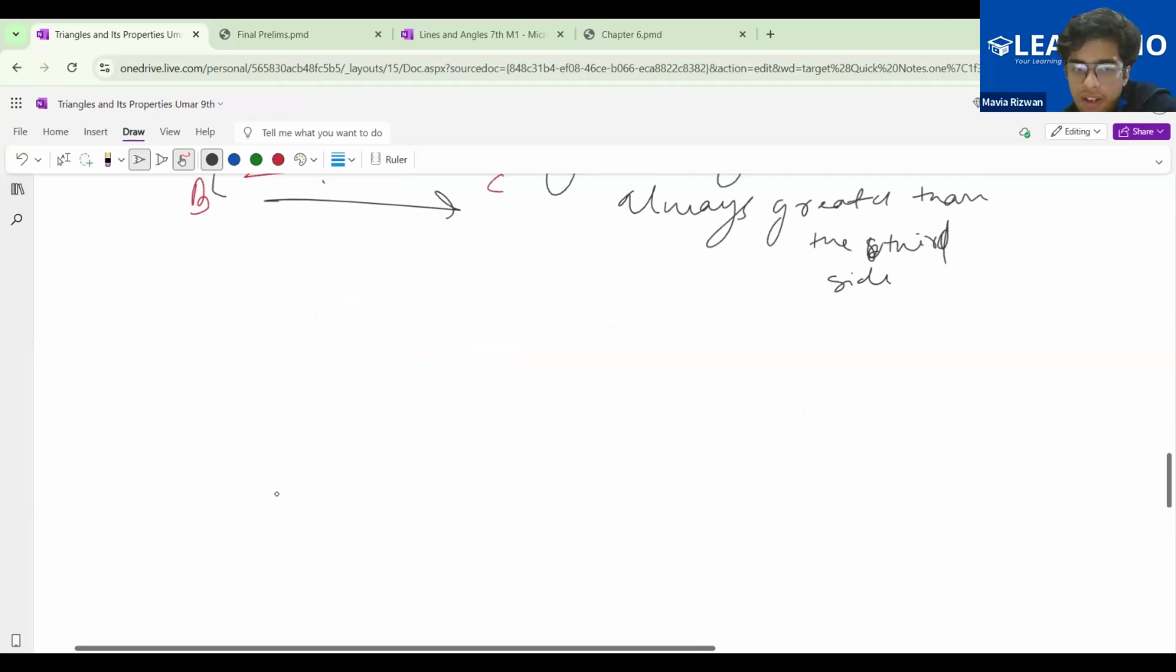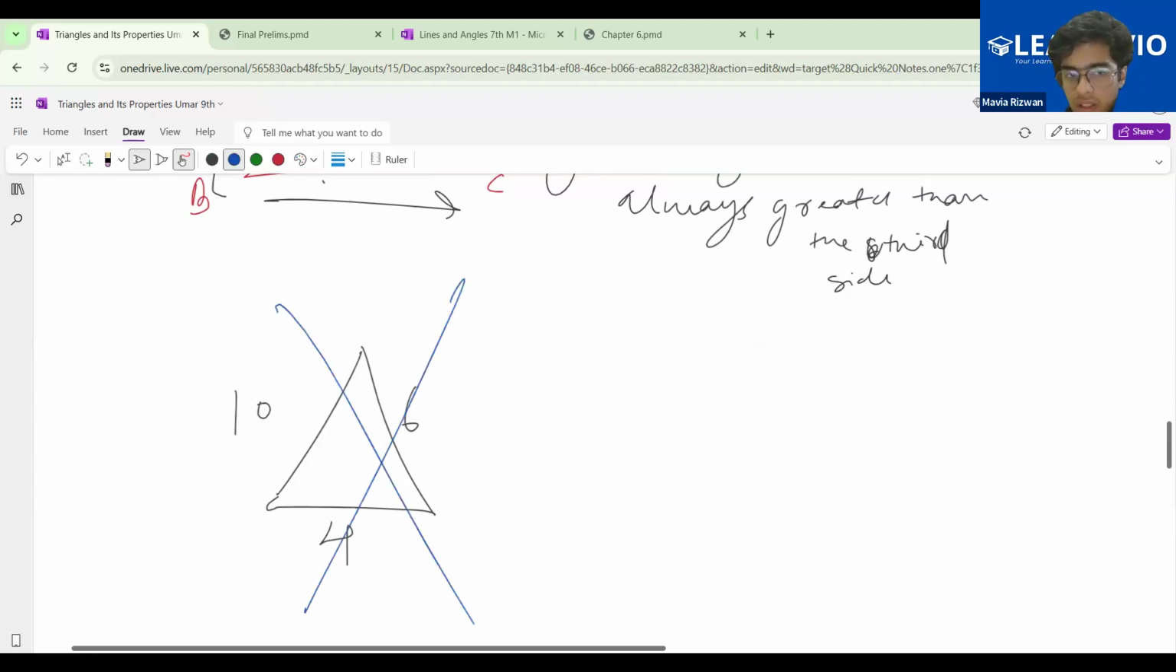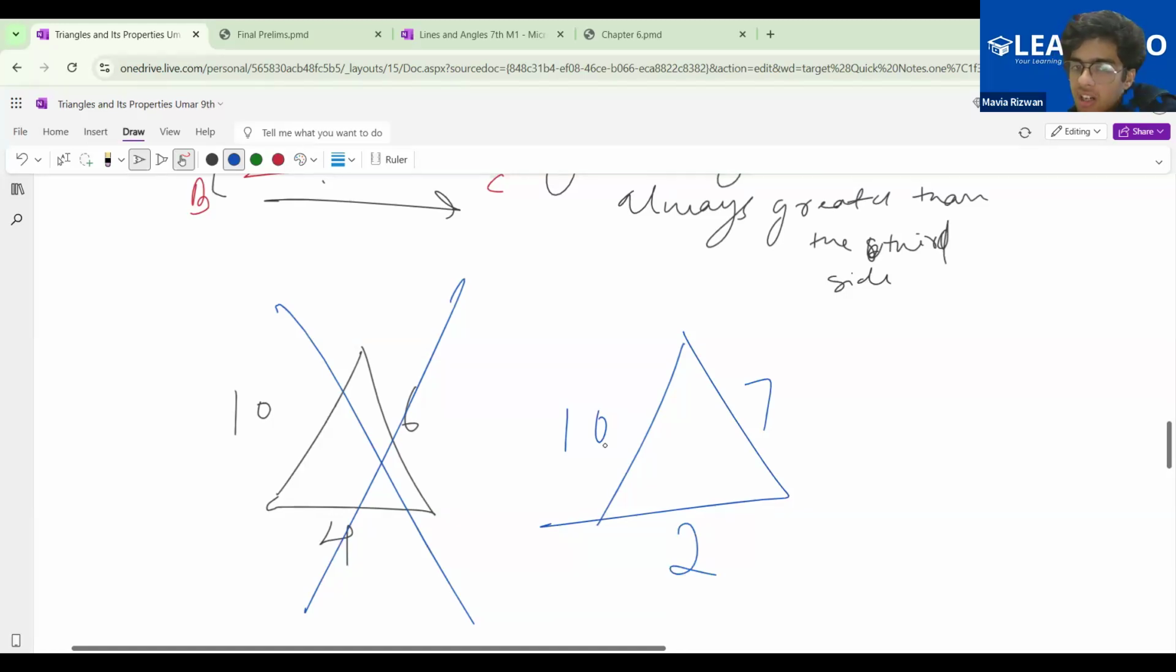Let's say we have a triangle in which this side is 10, this side is 6, this side is 4. Guys, this triangle is not even possible. We cannot make a triangle like this. Why? How can this be 10 and the sum also be 10? No, this is not possible. Even this is not possible: let's say this is 10, this is 7 and this is 2. So 7 plus 2 is 9. The sum of two sides cannot be less than the third side.